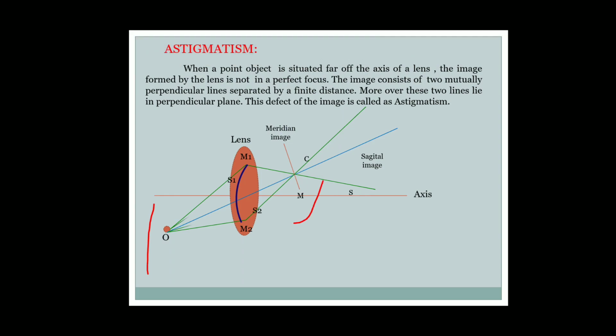In case of some of the rays passing through the S1 S2 plane, this is called the sagittal plane. These rays pass through the lens and form an image at S. This is also a straight line, perpendicular to the meridian image. And at the center, at point C, there is a circular image. This is the nearest approach image of the point object O. So the image of the point object is not a point image. It contains two straight lines perpendicular to each other. This defect of the image is called astigmatism.